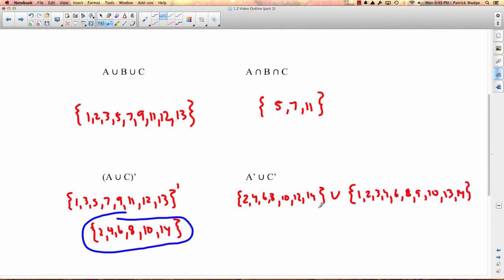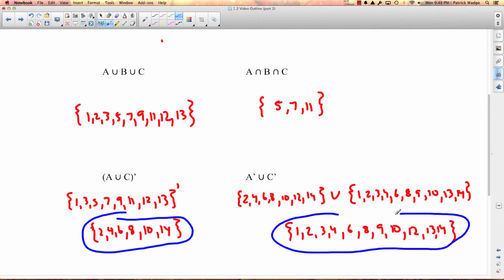And then we want the union of this. So any number that shows up in at least one of these sets, or in both of them, also works. So is there anything that we're not going to write down? Why don't I just do this instead of saying it? 1, 2, 3, 4, no 5, a 6, no 7, an 8, a 9, a 10, no 11 in either one of them, a 12, a 13, and a 14. That is your answer to this question.